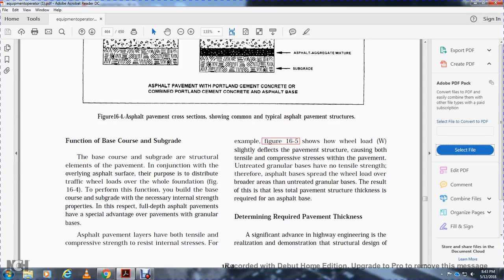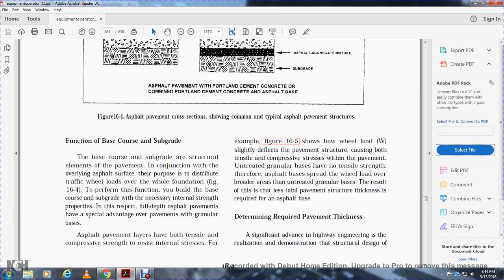Function of the base and course of the subgrade. The base and the course of the subgrade are structural elements of the pavement, in conjunction with the overall asphalt surface, for the purpose of distributing traffic loads to the whole foundation. Figure 16.4 shows how they perform this function. You build the base, the course, and the subgrade with the necessary internal strength and properties to resist the loads over the full depth of the asphalt pavement.